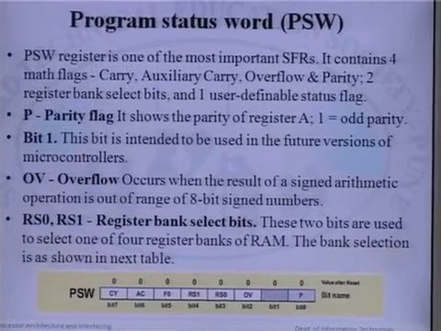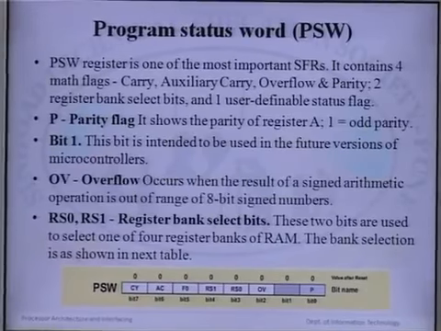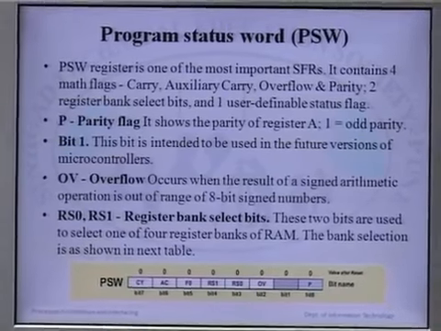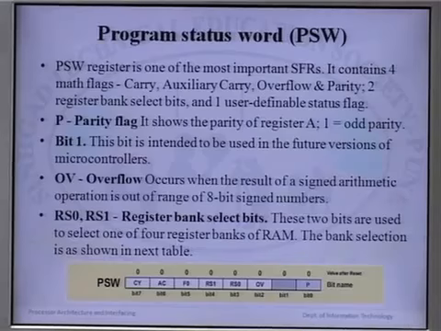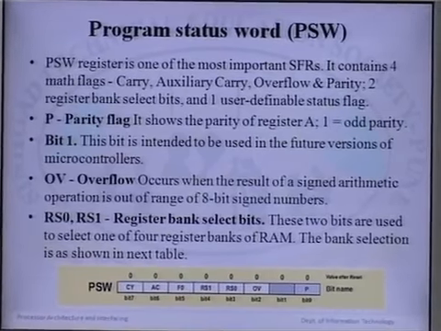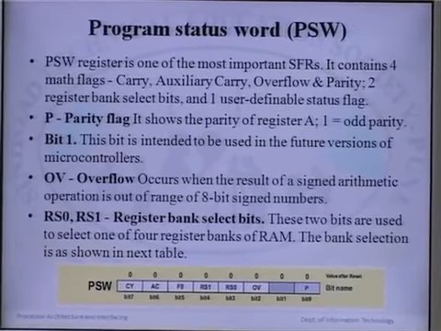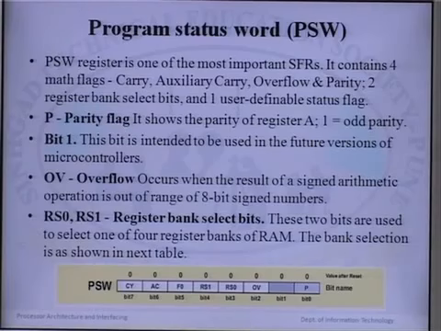Next comes the program status word, that is PSW. The PSW register is one of the most important SFRs. It contains 4 math flags which are carry, auxiliary carry, overflow and parity. It also contains 2 register bank select bits and 1 user definable status flag.